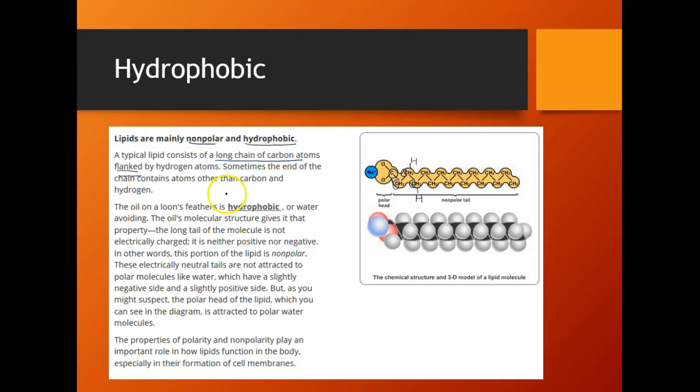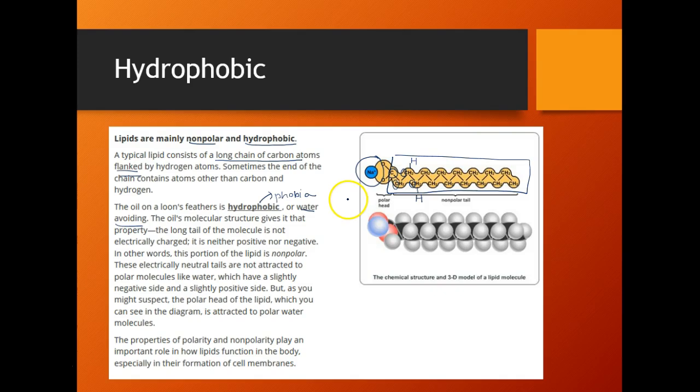Sometimes at the end of the chain, there might be something other than carbon and hydrogen. So you see some oxygen, and in this case, there's a sodium atom as well. Okay, so the oil on a loon's feather is hydrophobic, which means water avoiding. I'm sure you guys know the word phobia, which means fear, right? So fats and lipids have a fear of water, which means that they don't mix well together. The oil's molecular structure gives it that property because this whole chain right here does not have any charge.